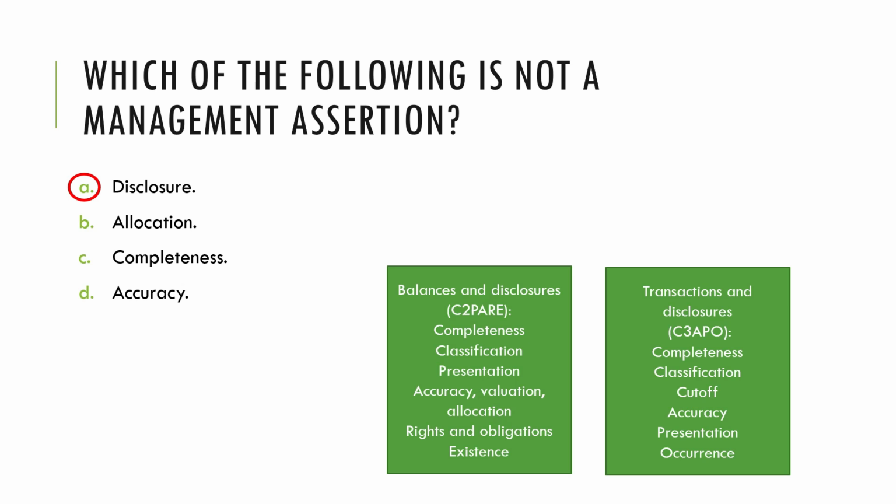We all know completeness is a category, is an assertion. Accuracy is also an assertion, as it is present in both, and so the second weakest answer here would have been allocation, because allocation is only present in balances but not in transactions. But if we're going to take a look at the list based on the new PSA 315, it would appear the one not part of the list of assertions would be disclosure. So let's have this answer for this question. We're reframing it to the new set of standards that we have for assertions.